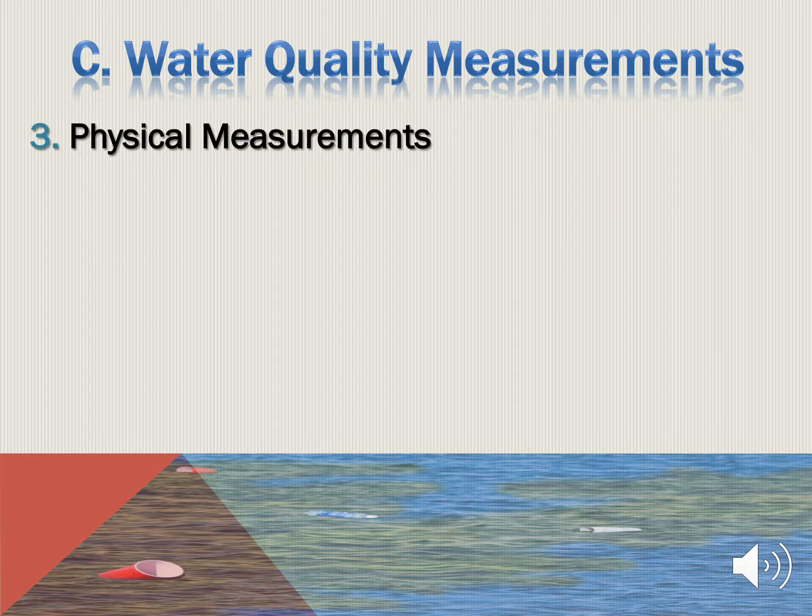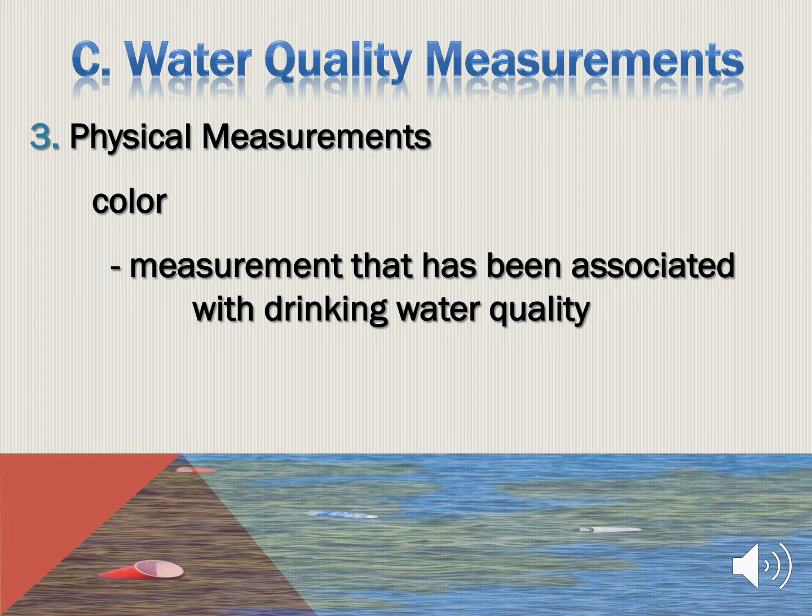Another physical measurement is color. Color is primarily associated with drinking water quality. The clarity or the color of your water is a personal water quality measurement that you would take with your own drinking water. Your drinking water may be reddish in color. You may not aesthetically like that. So you may treat your water to make it clearer. So we'll talk about color as a physical measurement or a water indicator when we talk about drinking water.